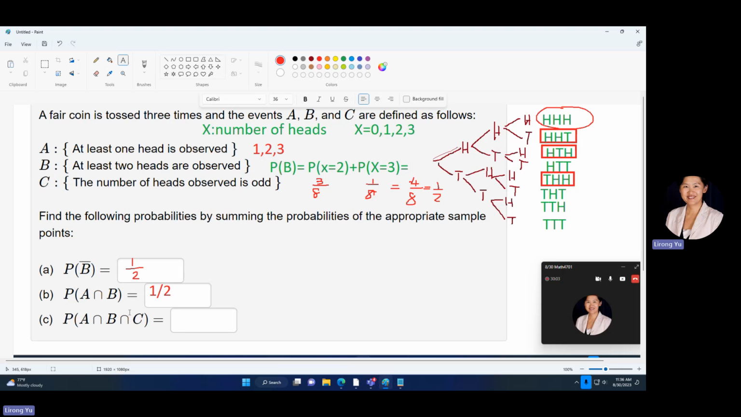Last one is A and B and C. C's number observed is odd. So if you want A and B, you have 2 and 3. But if you want C to be odd, it has to be 3. For probability of 3 heads, we have 1 over 8. So the last one, the answer must be 1/3.